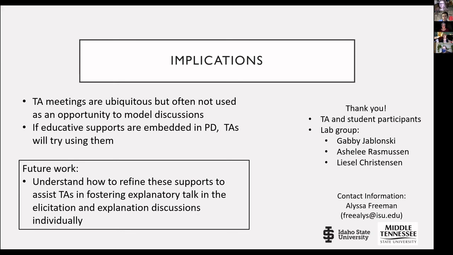But this PD was designed for a 2-hour lab. And so they usually took about 2 hours for it. And I do know that they ran short a couple of times, depending on the labs and how many questions TAs had. So I think it might be tough, but it might also depend on the lab context as well.